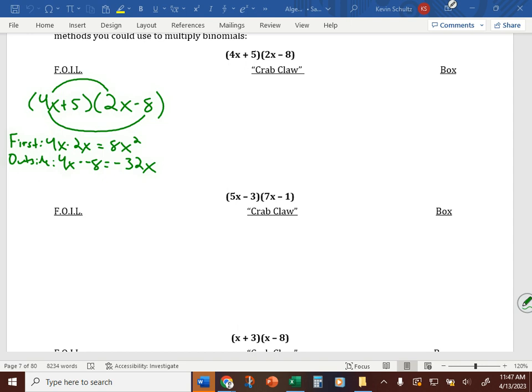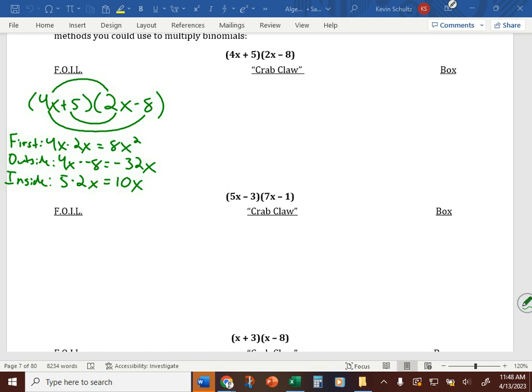We're going to do the same thing with the 5. Okay? We're going to take that 5 and multiply it by each term in the other set of parentheses. And the I stands for inside. Because that 5 is on the inside of our two sets of parentheses. We're going to multiply that 5 by the inside term in the other set, which is 2x. And 5 times 2x equals 10x.